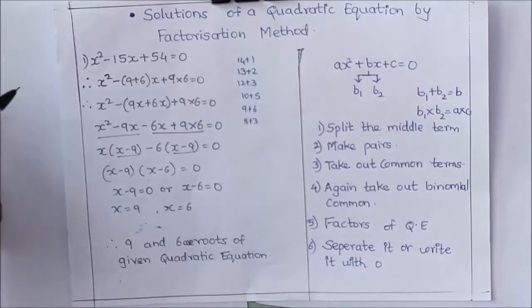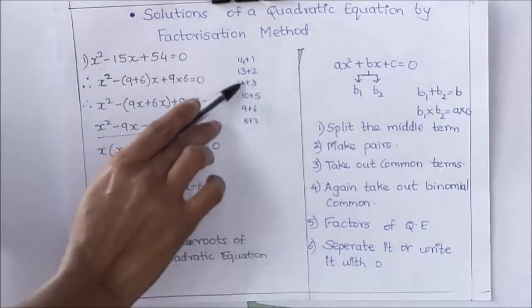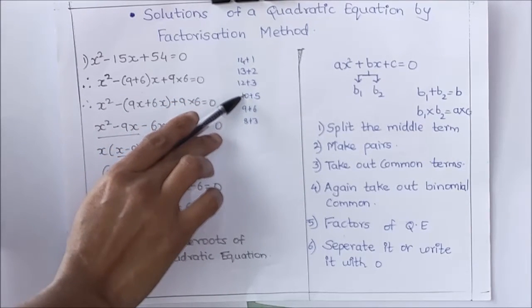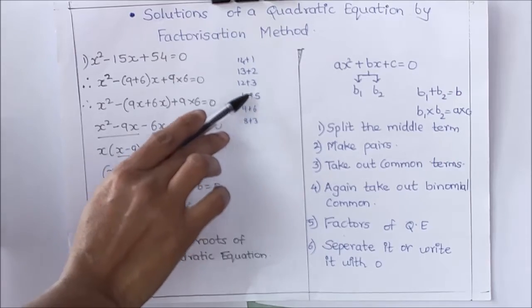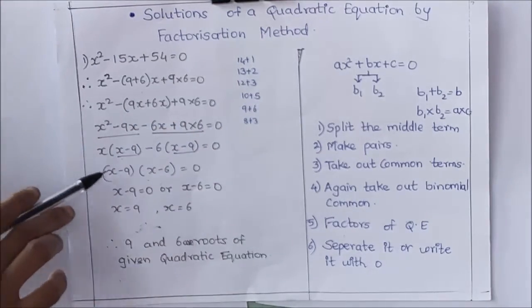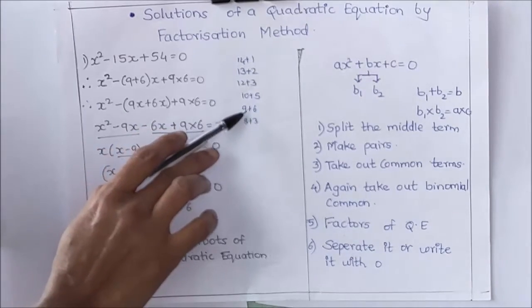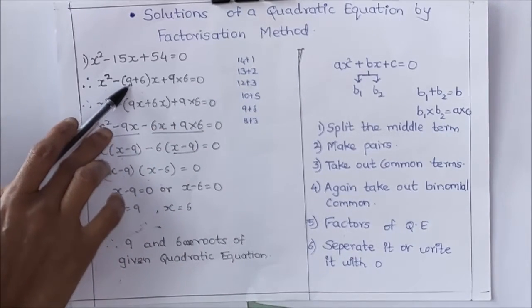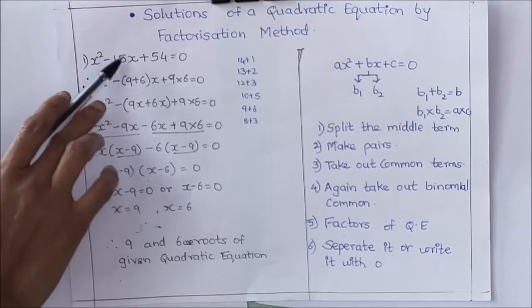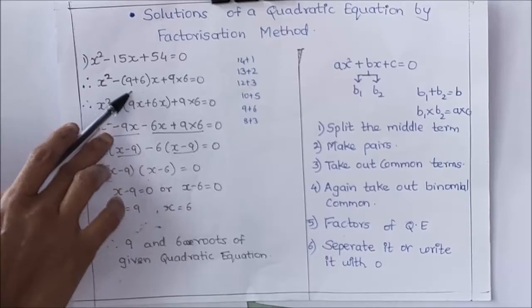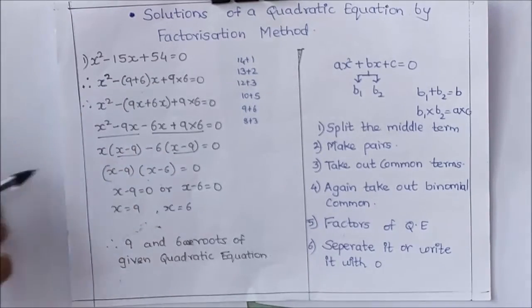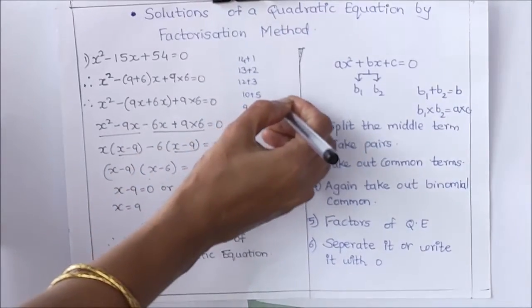13 twos are 26, it will also not do. 12 threes are 36, it will not do. 10 fives are 50, it will not do. 9 sixes are 54. So when we add 9 plus 6 we get 15, but when we take the product of 9 and 6, we get 54. So we will consider only this pair.